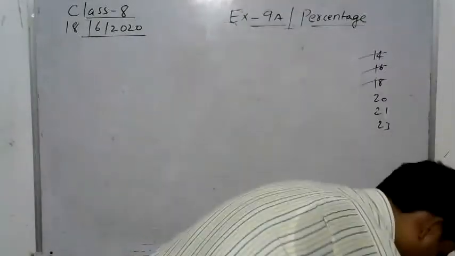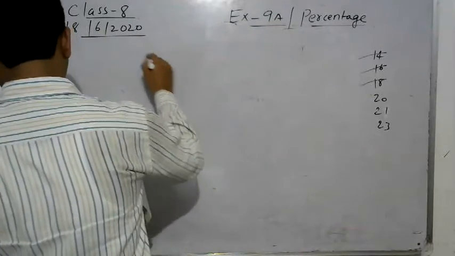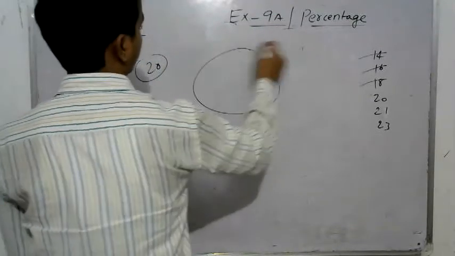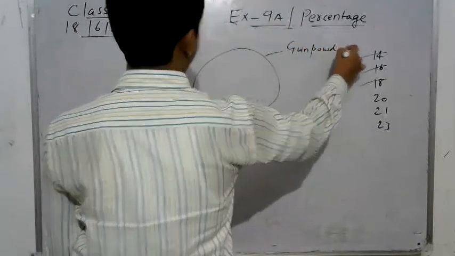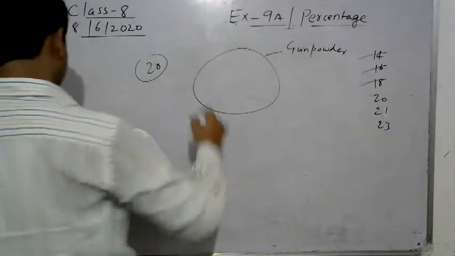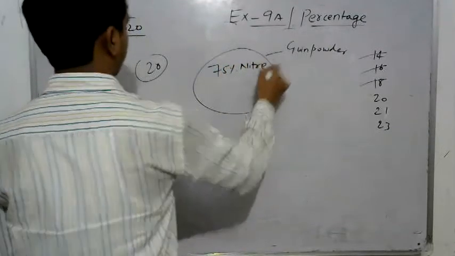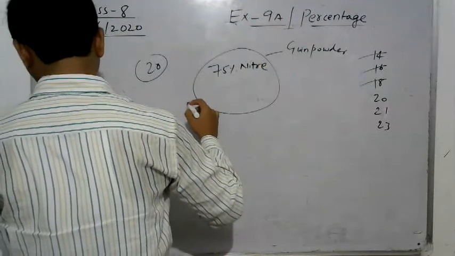Is over. Now see question number 20. Question number 20 is saying, gunpowder contains. So this is gunpowder. What does it contain? It contains 75% niter and 12% and 10% sulfur.